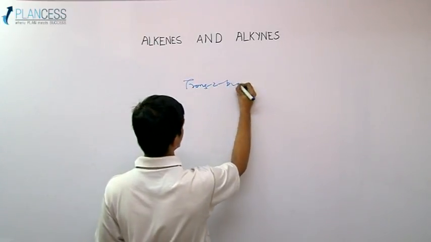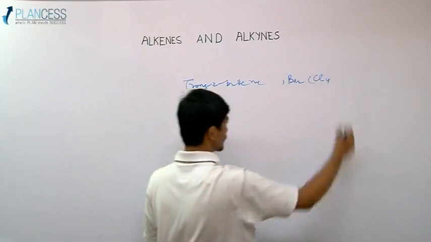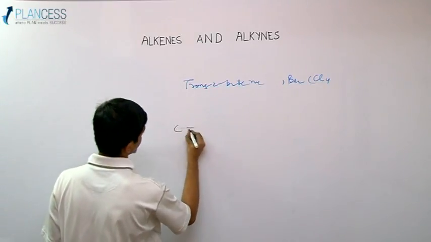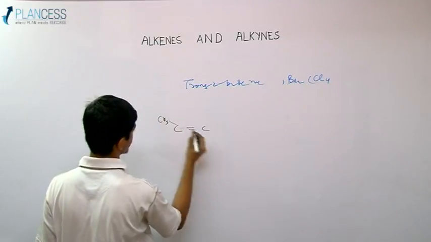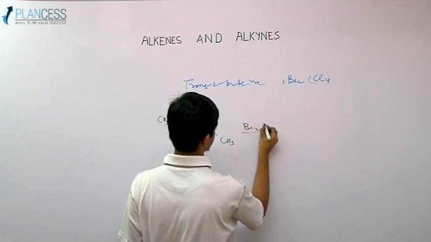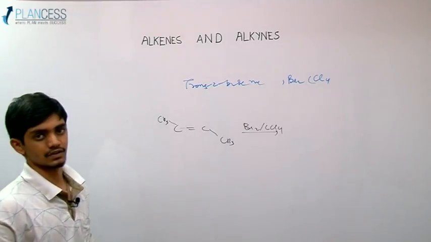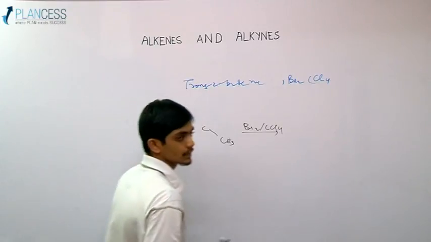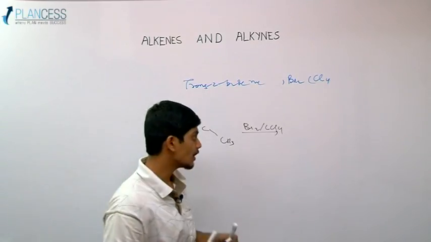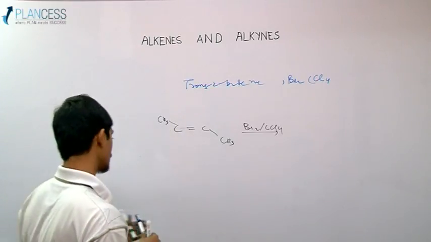Trans 2-butene on reaction with Br2 in CCl4. Now this is a very familiar reaction to all of us. What happens over here? Trans 2-butene like this on reaction with Br2 in CCl4. What type of reaction is possible? Definitely again an electrophilic addition reaction, and we also know what is the stereochemistry. Now the question asked is, what is the product of this reaction? I will give you 4 options.